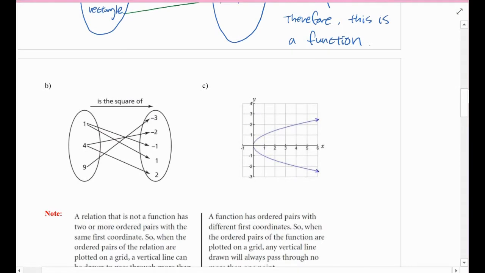Next, is this a function? Look at 1. 1 has 2 outputs. 1 has 2 arrows. 4 has 2 arrows. Therefore, this is not a function, because 1 and 4 have 2 outputs.